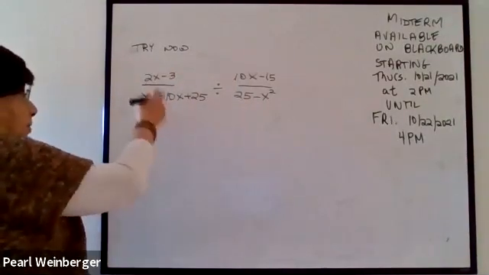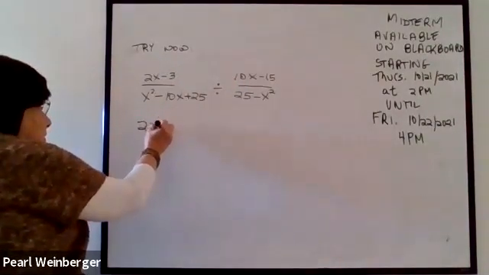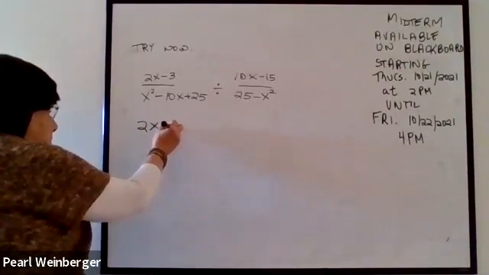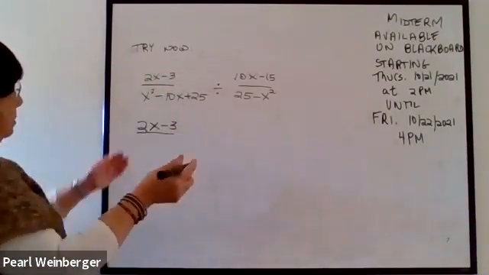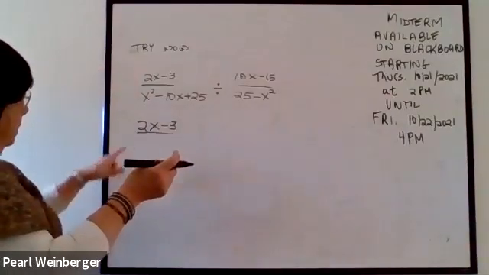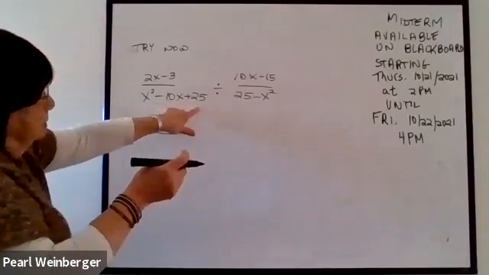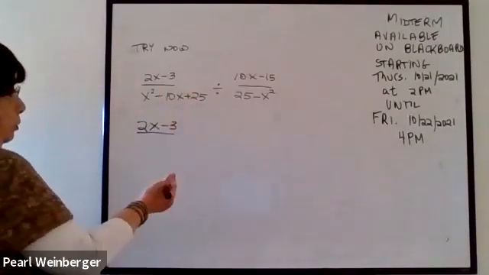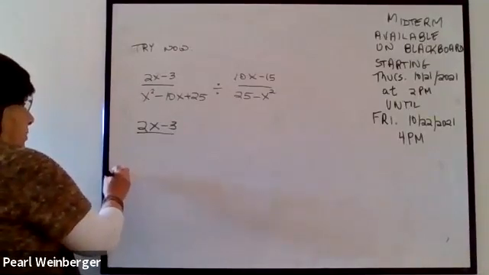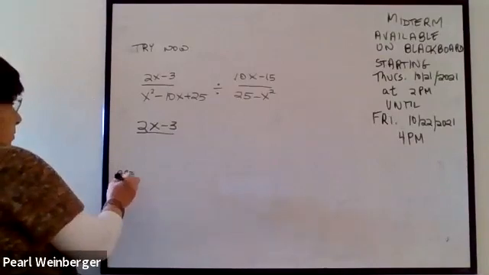As I'm going to do both of these things at the same time, I'm going to leave the 2x minus 3 alone because there's not much you can do with that. It's as factored as you possibly can. Then I'm going to look at this x squared minus 10x plus 25, and that's a trinomial that I'm going to try and use the AC method to factor. I'm going to do that down here.